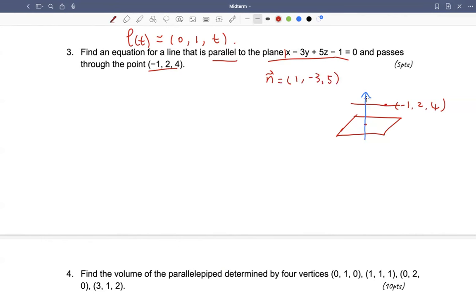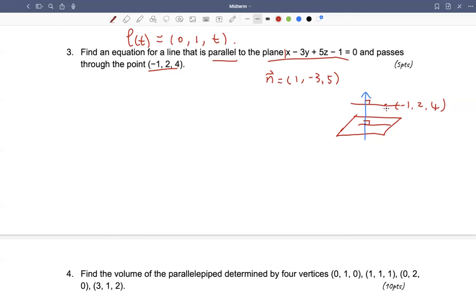Right? So this line is parallel to this plane, so the normal vector is also normal to this line. We use this idea: two vectors that form 90 degrees, or are perpendicular to each other, have a dot product of zero.